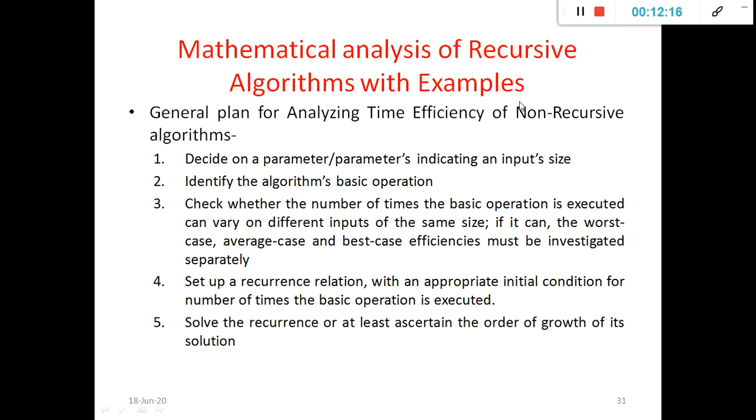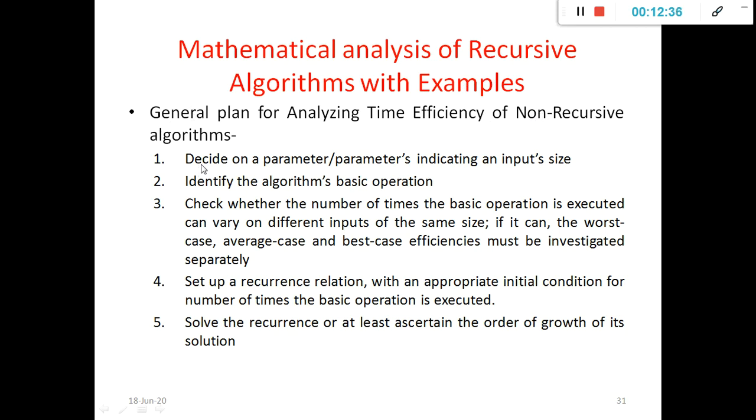In the next point we can discuss the mathematical analysis of recursive algorithms with examples. As you all know, recursive algorithms are functions that call themselves again and again, and let us see here what is the general plan for analyzing time efficiency of recursive algorithms.